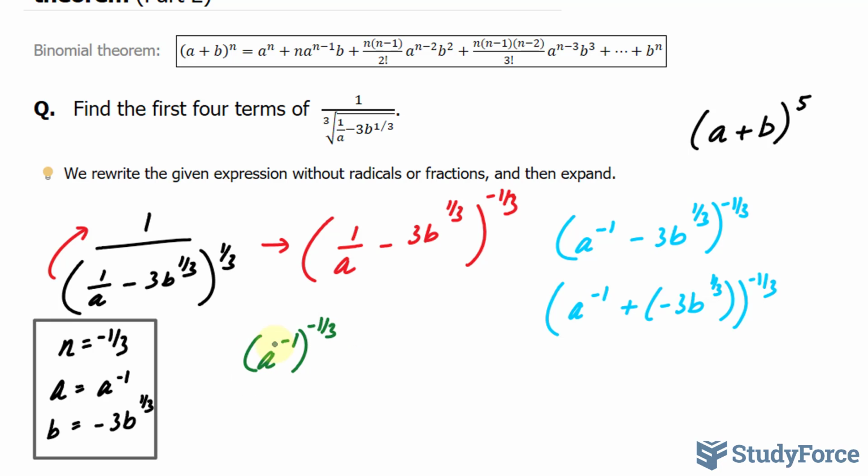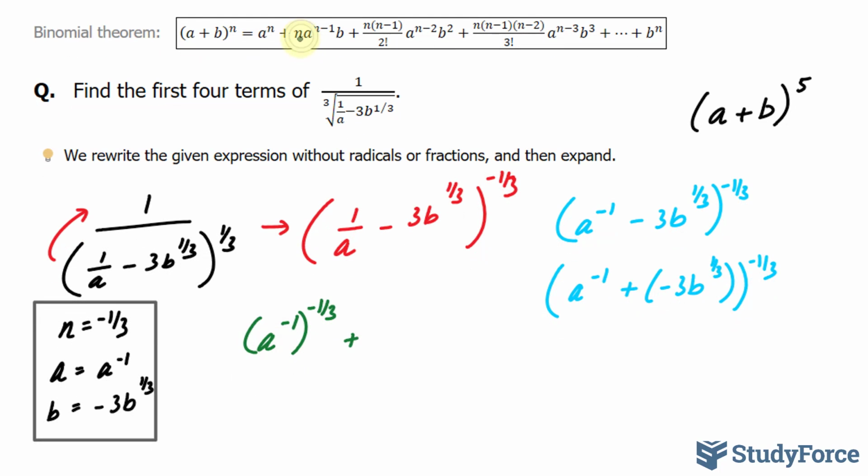I'll simplify this in a later stage. Plus n, which is negative 1 over 3. Notice how careful I am here. I don't want to make an error. a to the power of negative 1 to the power of negative 1 over 3 minus 1. And don't forget the b, times negative 3b to the power of a third. So all of this is our second term, and we'll have to reduce this in a later stage.